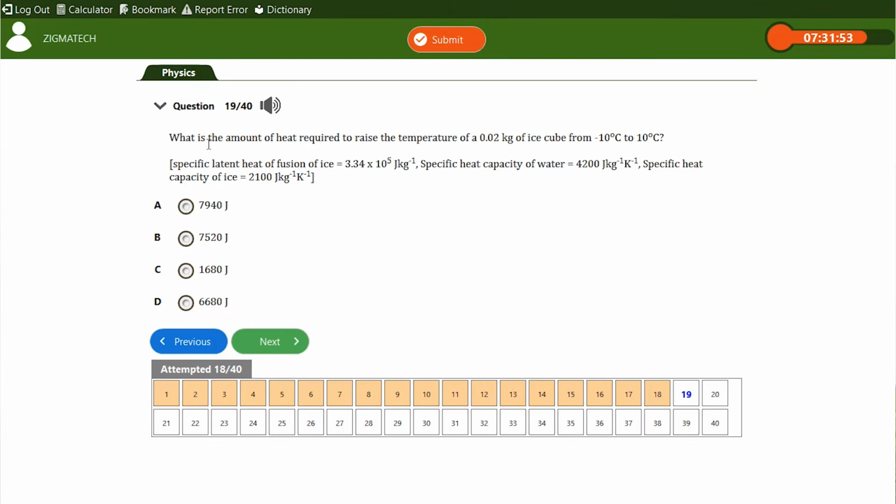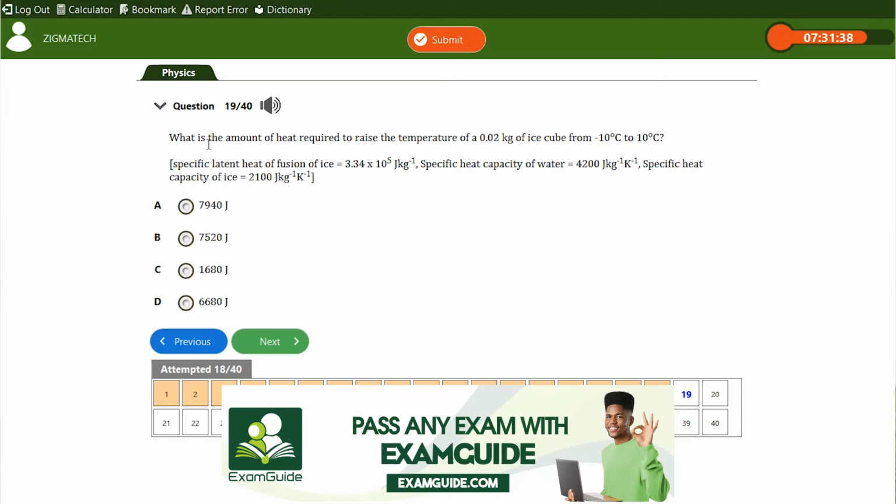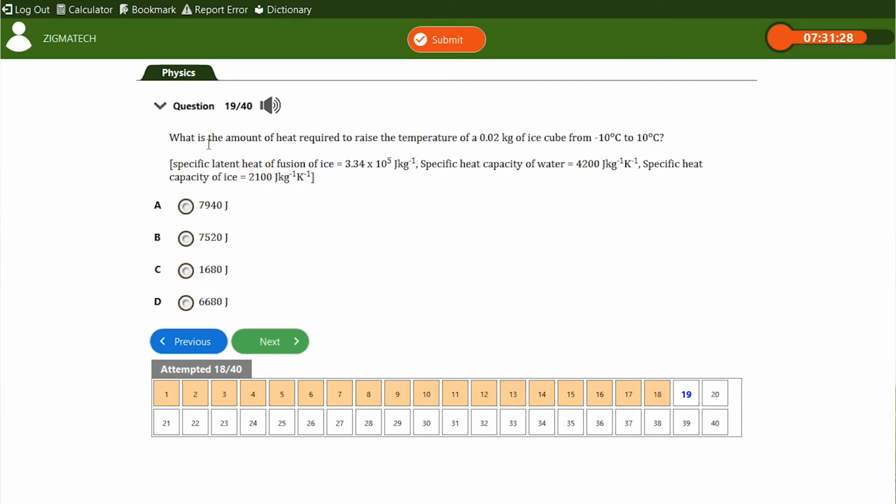Okay, this one is under heat. So what is the amount of heat required to raise the temperature of a 0.02 kg ice cube from minus 10 degrees Celsius to 10 degrees Celsius? Specific latent heat of fusion of ice is 3.3 times 10 raised to 5 joules per kilogram, and specific heat capacity of water is 4,200 joules per kelvin per kilogram. Specific heat capacity of ice is 2,100 joules per kilogram per kelvin.